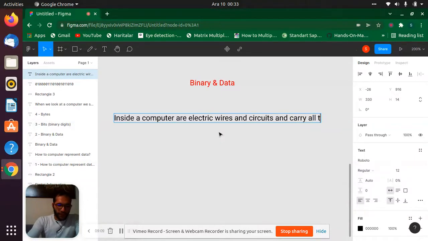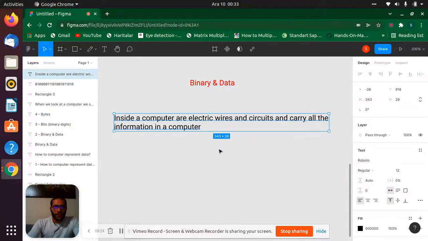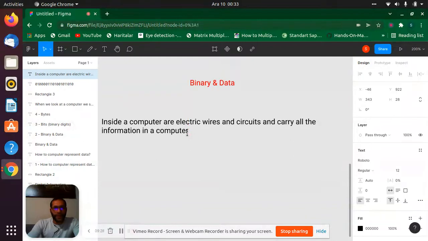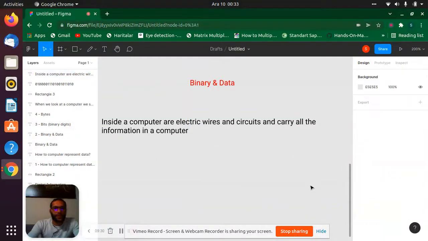And carry all the information. I think if I come down, information, all the information in a computer. This is good information. Just read it, okay? Inside the computer are electric wires and circuits that carry all the information in the computer. So in a computer.